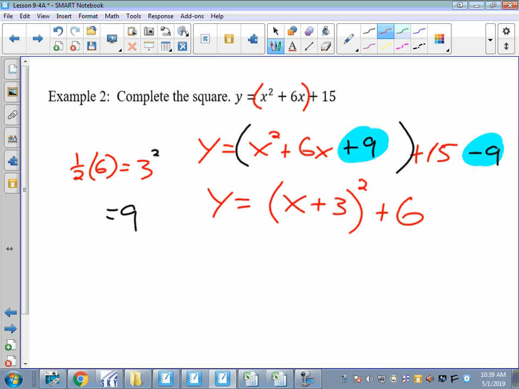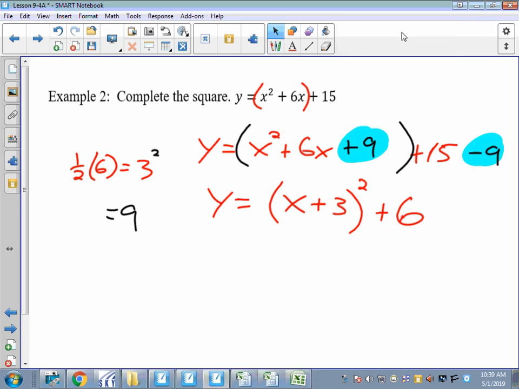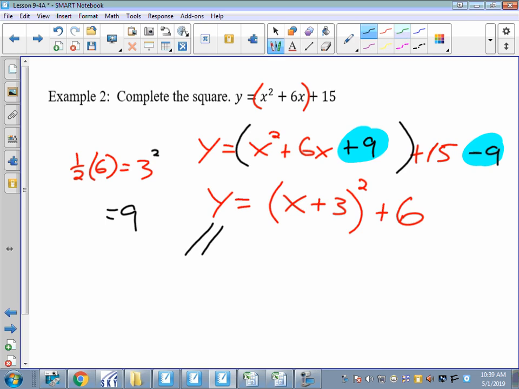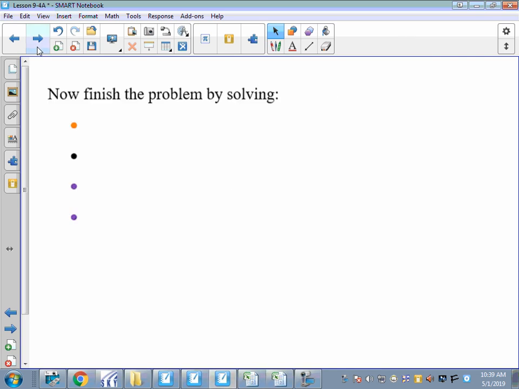And they're not asking me to solve. If they ask me to solve, all I would do here is plug a 0 in where y is, and then we can solve from there, which we're going to do next. You just substitute that 0 in for y, and then we can solve. We'll show you those steps next. So now let's finish the problem by solving. We're going to make sure the equation is equal to 0. That's what we did in the last step.